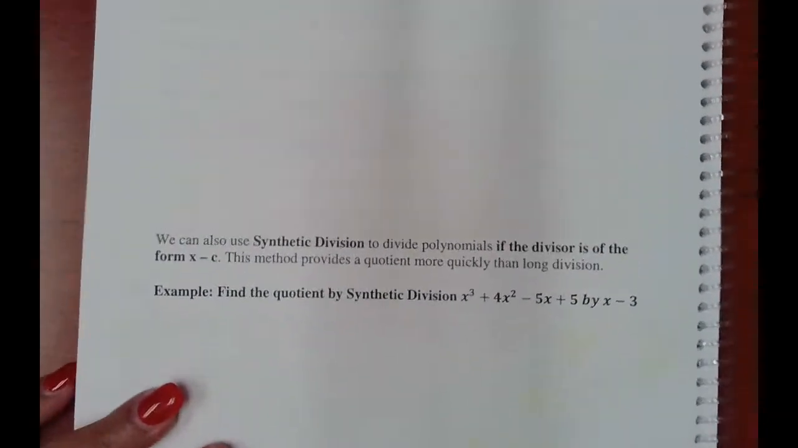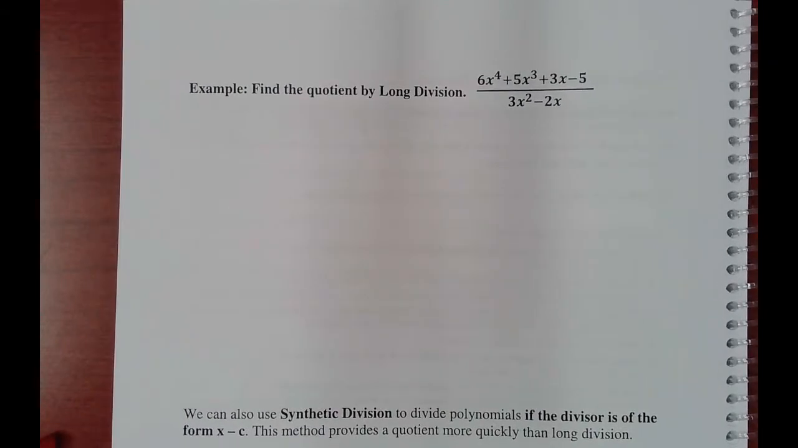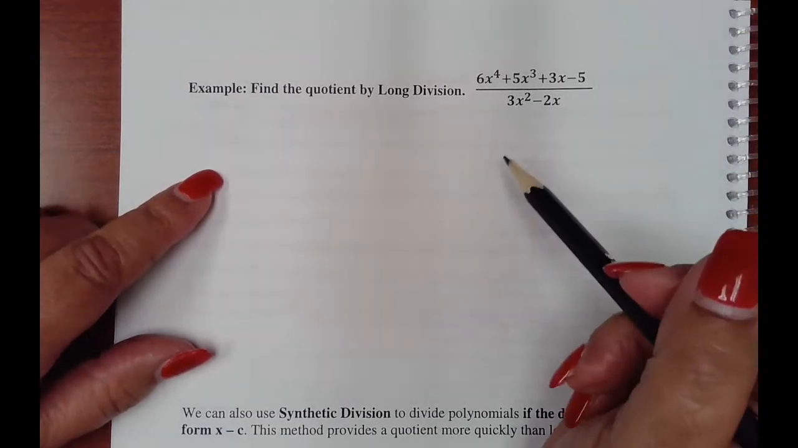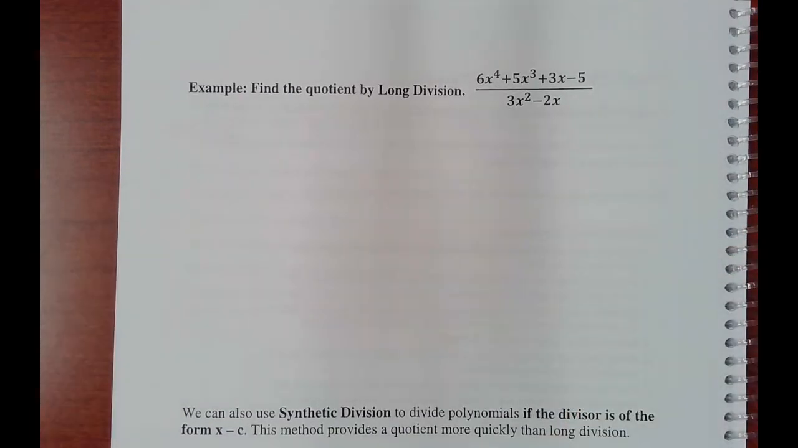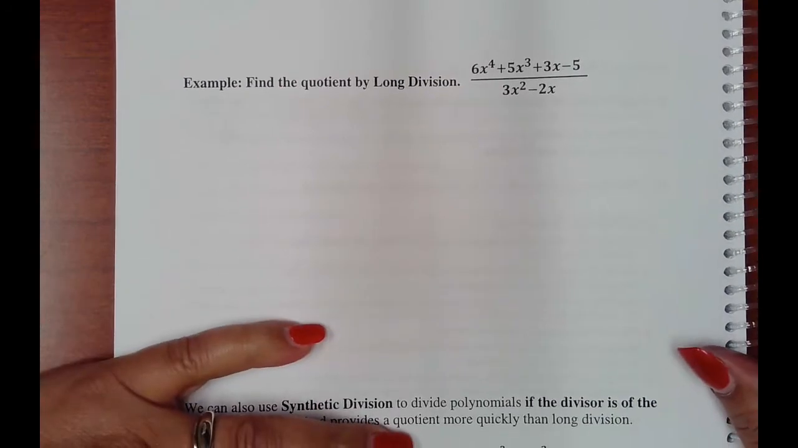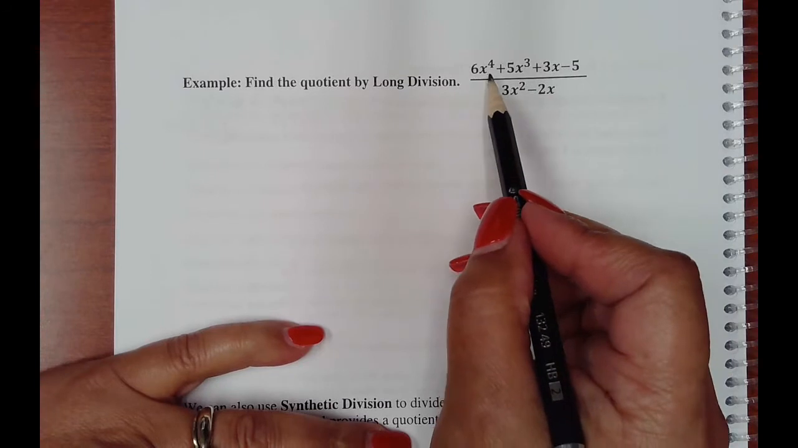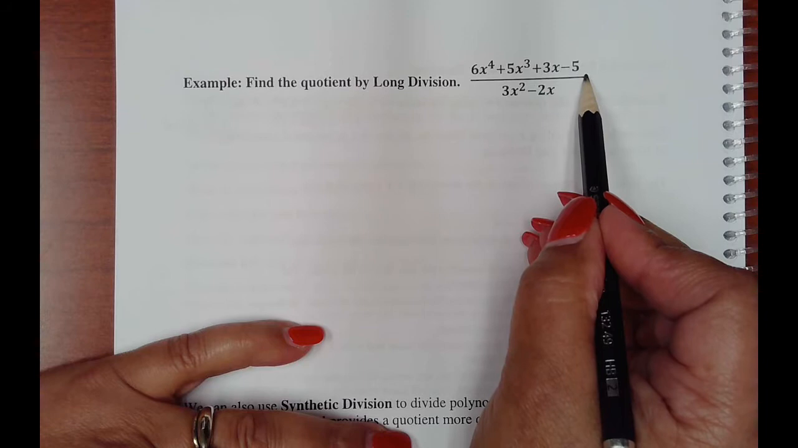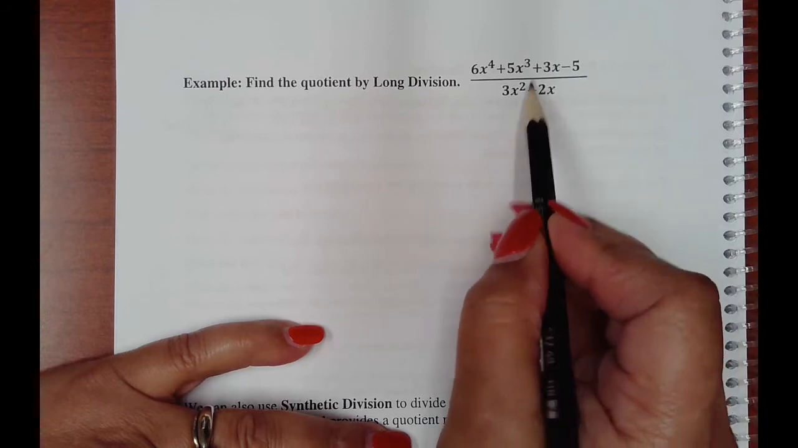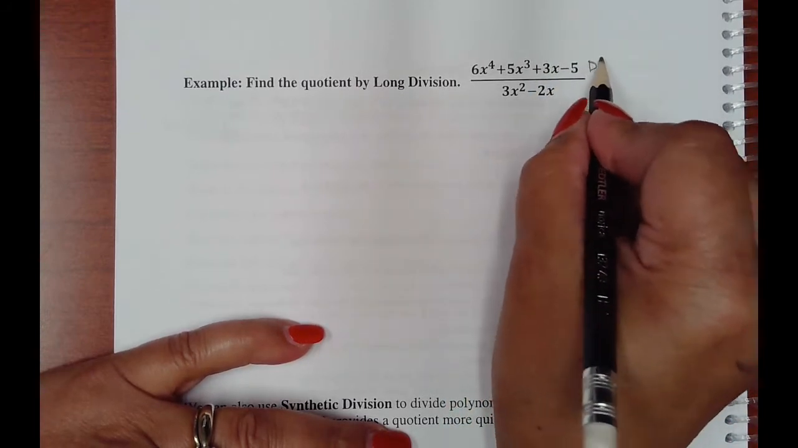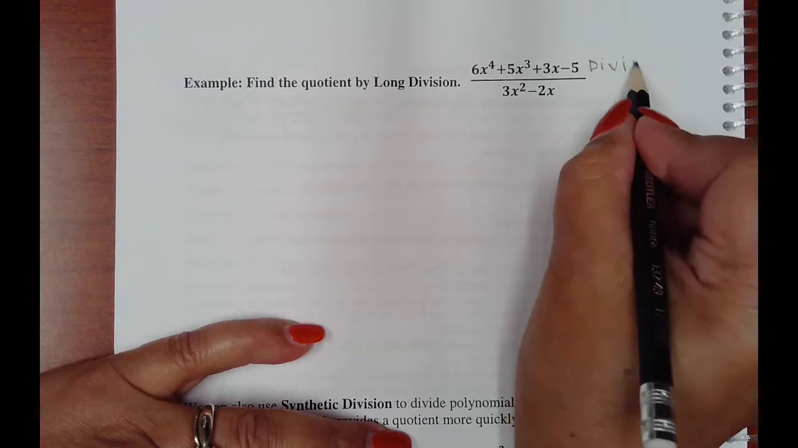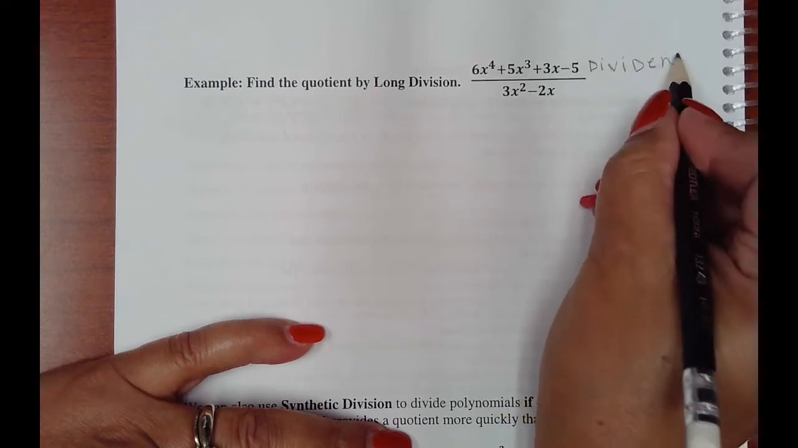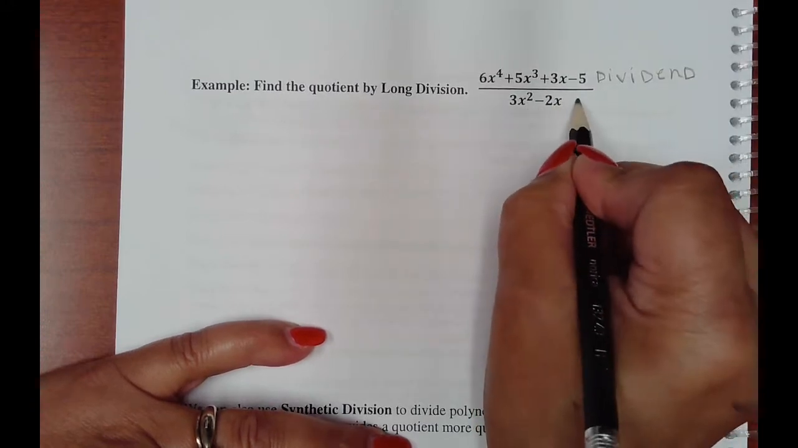This next example is also long division, only they just present it to you differently. This time they're presenting the division problem as a fraction, but I think we've all had enough experience at this point that you understand that this means this expression divided by, that's what this fractional bar means, the bottom expression. So this would be your dividend, and it goes underneath the division box, and this will be your divisor.